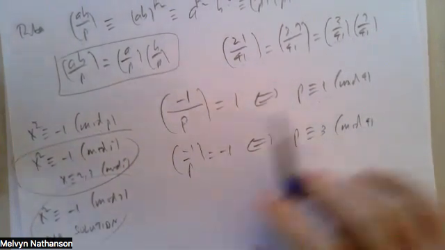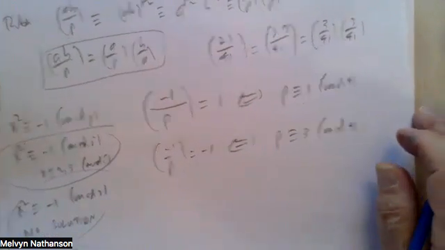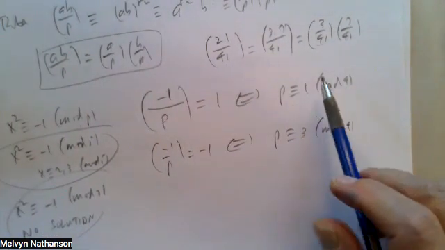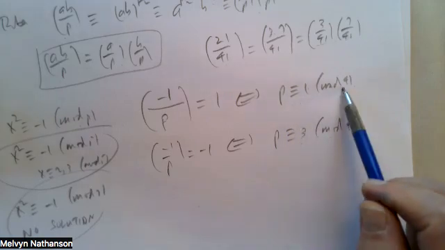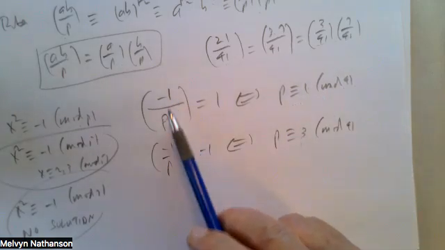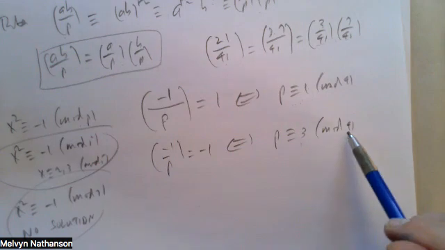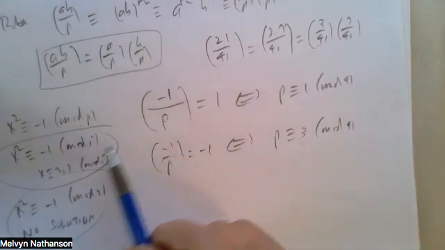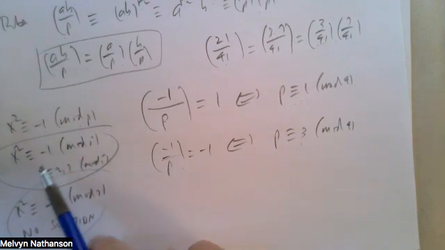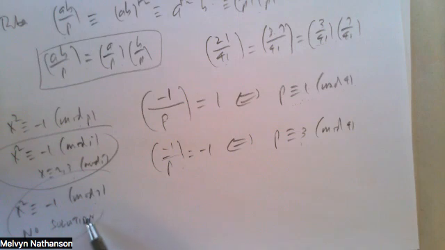We're only looking at odd primes. Any number that's odd, if you divide by 4, gives you a remainder of 1 or 3. If P is 1 mod 4, minus 1 has a square root. If P is 3 mod 4, minus 1 has no square root. 5 is 1 mod 4, minus 1 has a square root. 7 is 3 mod 4, minus 1 has no square root. So this is a very useful rule.